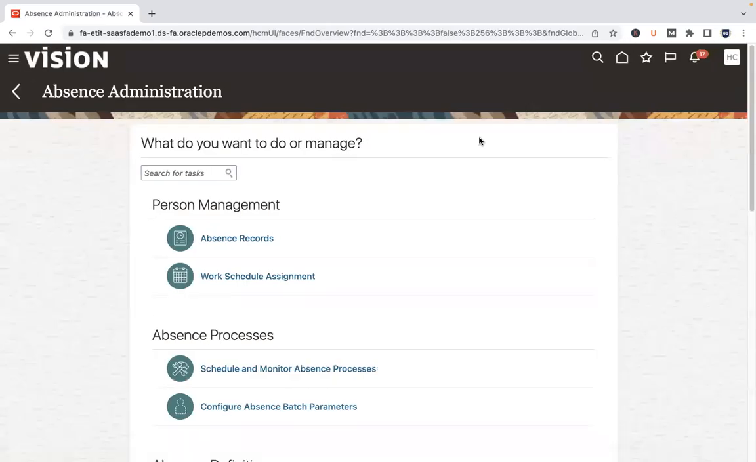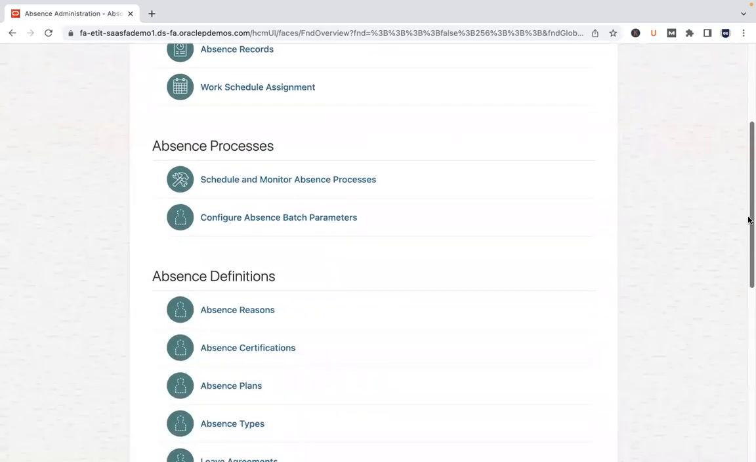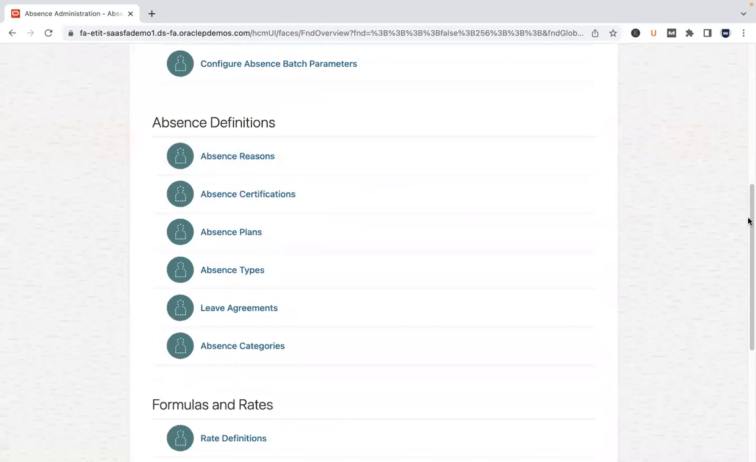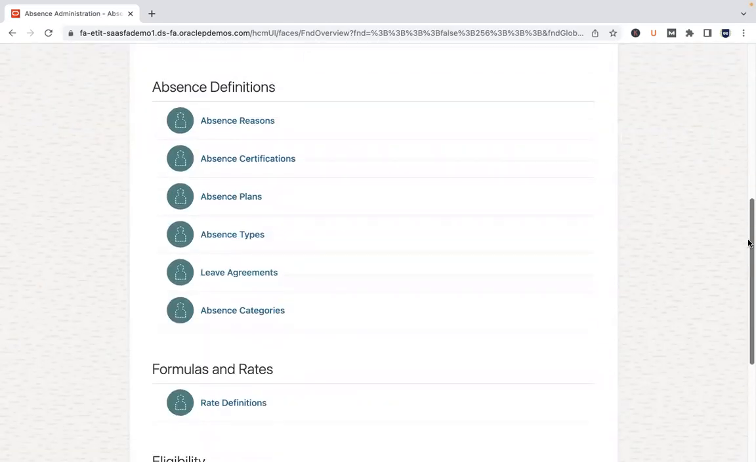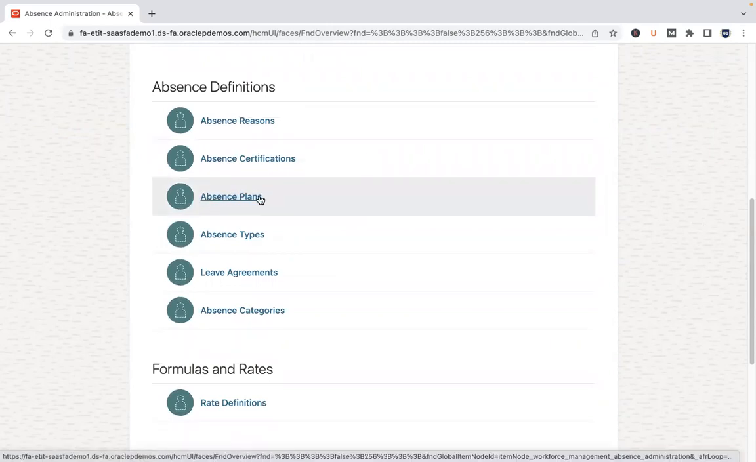Go to Absences. And under Absences, if you scroll down, you would be able to see various configurations that you can do in the absence management module. Absence plan is one key configuration that you typically do. And this is where you plug in all the criteria that is required.